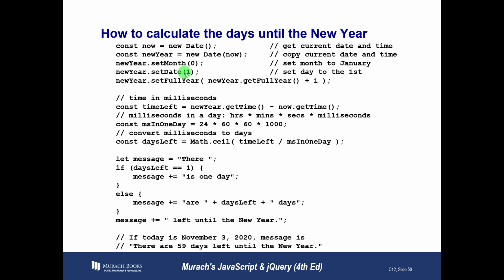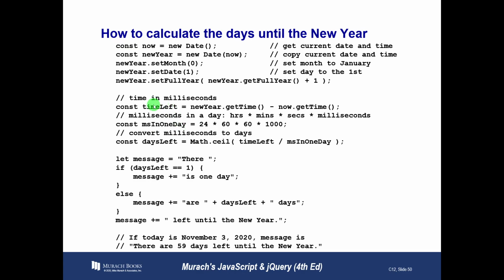Now what can we do with those? We can say, hey, from the new year, get its time and subtract today's time. Okay, remember it's all milliseconds behind the scenes. So now we have the time left between now and New Year's stored in milliseconds. Then we're going to calculate the number of milliseconds in one day, which is 24 hours times 60 minutes times 60 seconds times 1,000 milliseconds per second. Rather than use that as one big number, we're calculating it on the fly. That tells us how many milliseconds are in one day.